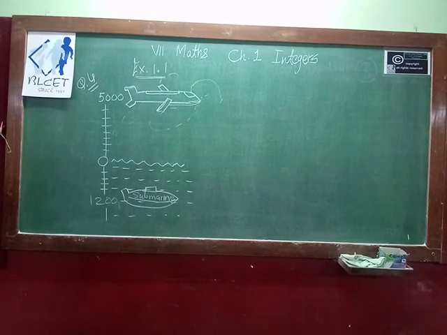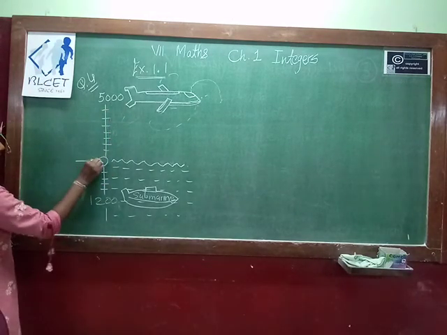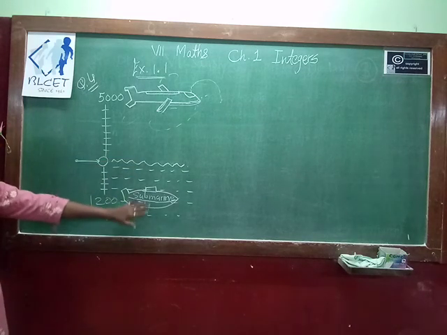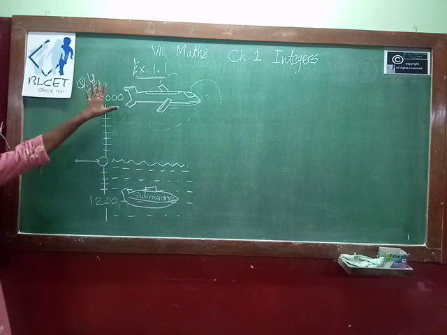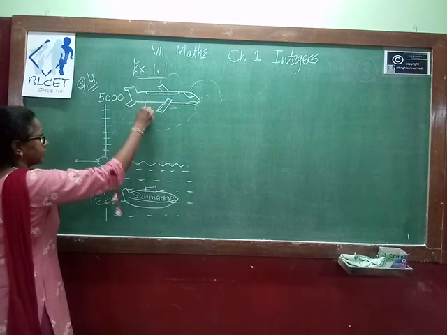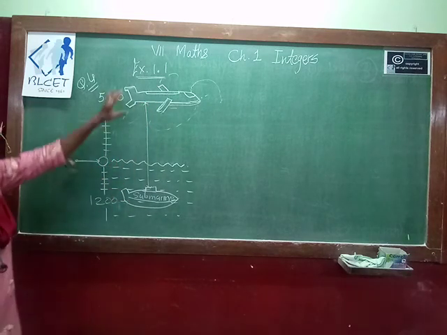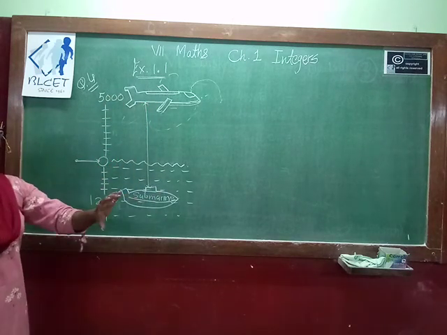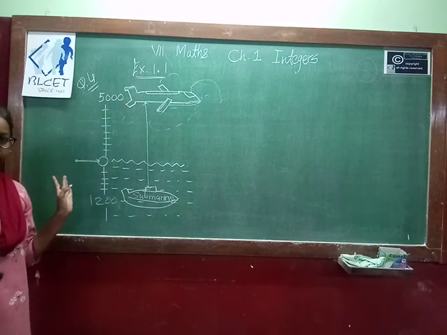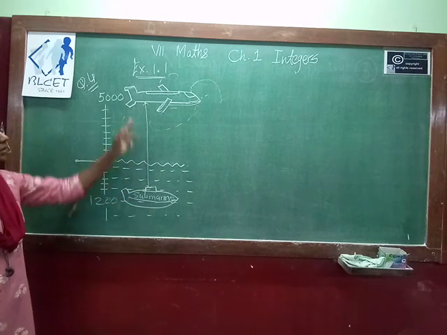Okay, now I have already drawn the diagram. This is your sea level where 0 is there. It divides the water area and this is your air area. Now what is the question? What is the total vertical distance between this plane and submarine? Doesn't matter what is the sign of this 5000 or 1200. You have to find the total vertical distance between these two.